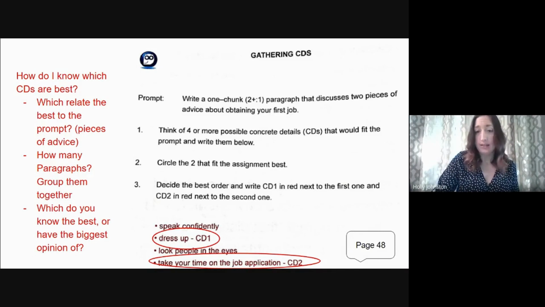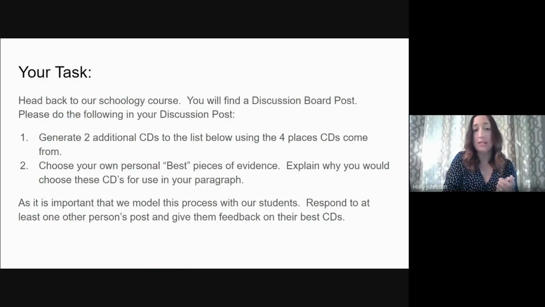Your next task is going to be heading back to your Schoology course. You're going to find a discussion board post there for you. And you're going to practice this process a little bit. So we're going to have you generate 2 additional CDs to the list below using the 4 places CDs come from. So remember, CDs come from 4 places: what I've seen, what I have read, what I or someone else has done, and what I or someone else has said. So you're going to take the 4 that are there and create 2 more.